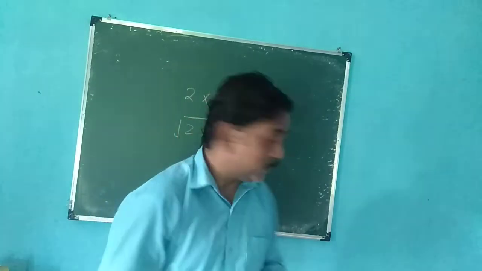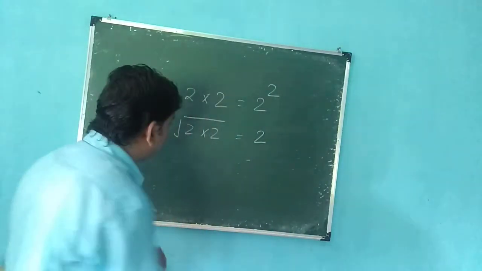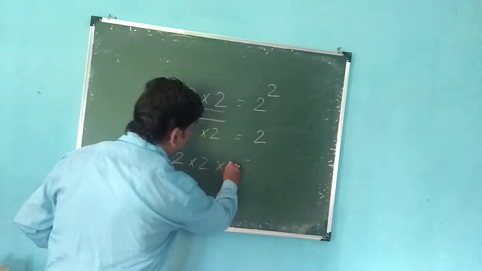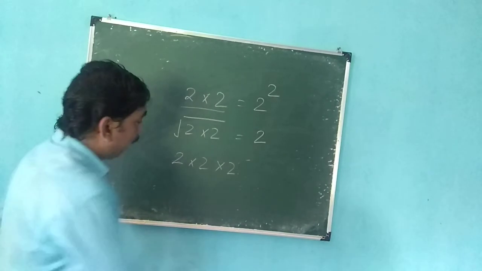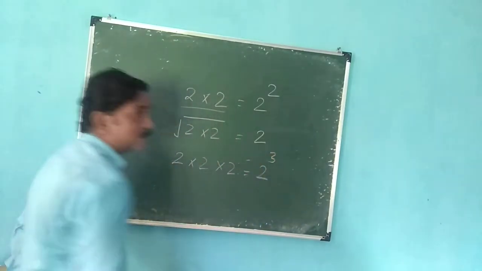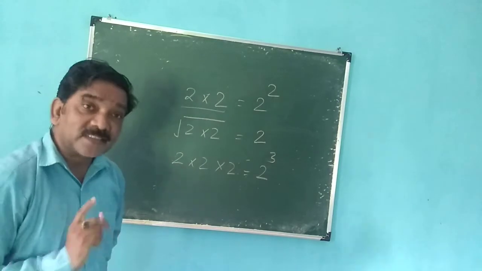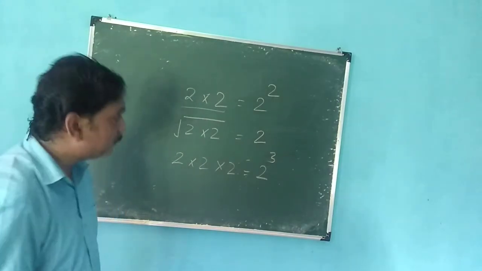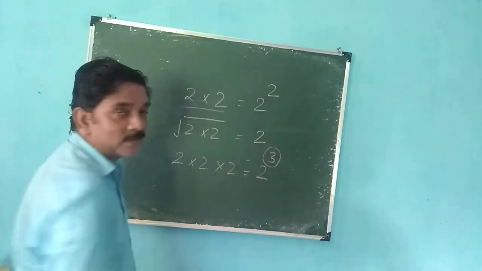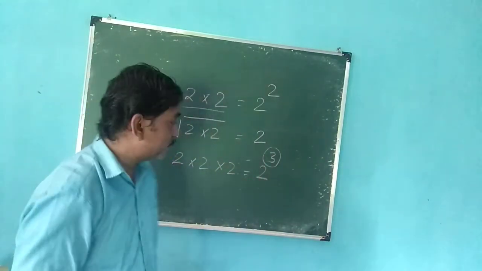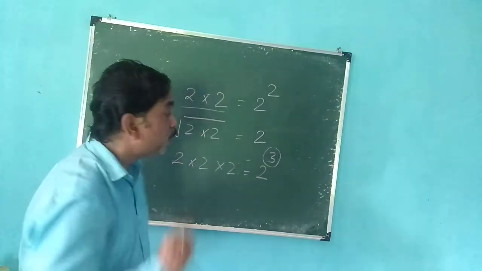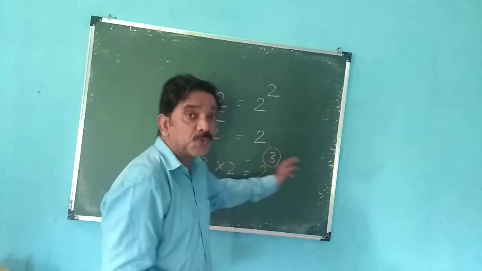Now my question is, what will happen if I write this 2 once again, and one more 2? I have written three 2's. So that means I will write 3 here. Now what does this 3 mean? It means the 2 is multiplied 3 times. So therefore it is 2 to the power 3, and this is called 2 cube.